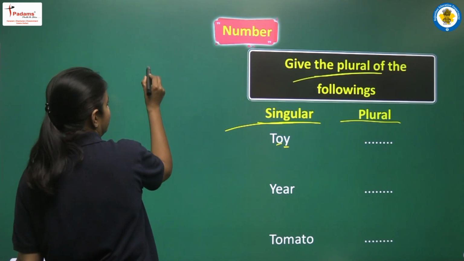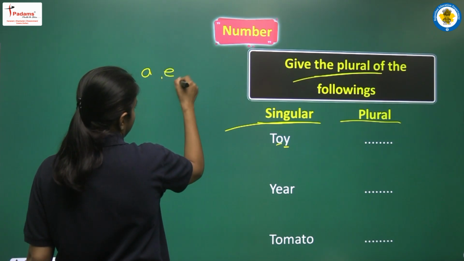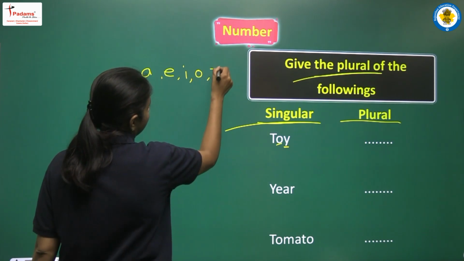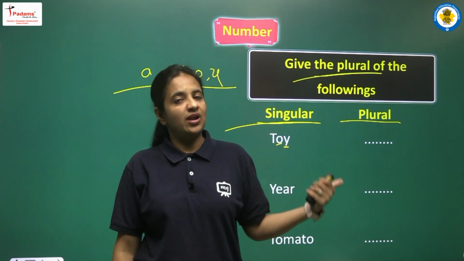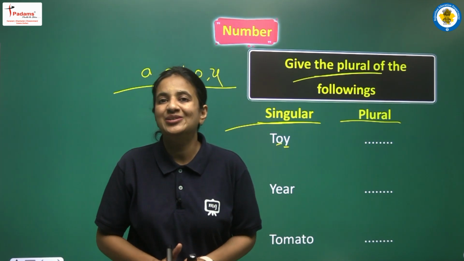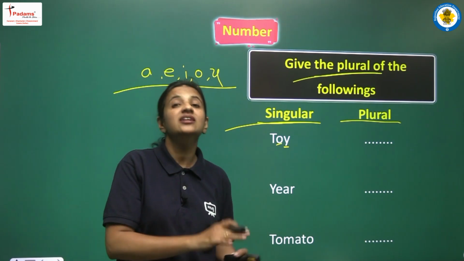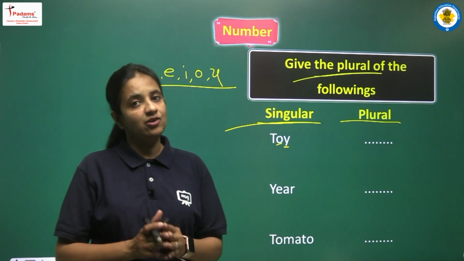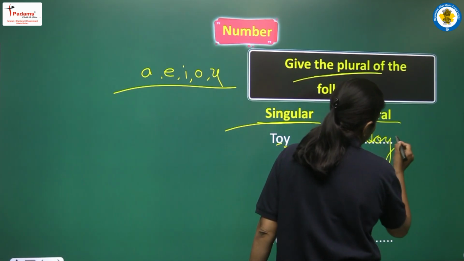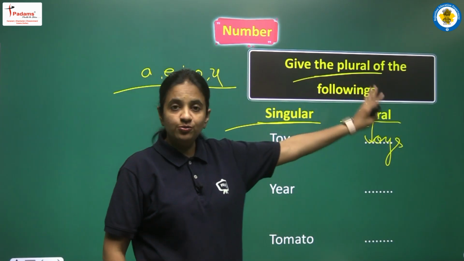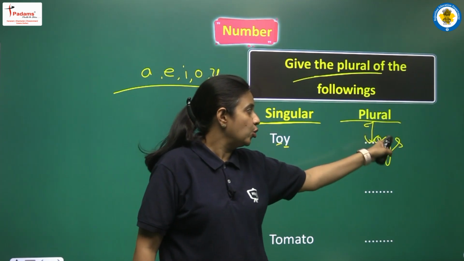One more time I am writing here: in the English alphabet we have 5 vowels. They are A, E, I, O and U. So we can see that before Y we have one vowel. Now according to this we have to apply the rule. We have discussed that if we have Y at the end of a word and before Y we have a vowel, then we have to add S. So we are converting this singular noun into plural by just adding S, so the spelling will be T-O-Y-S.